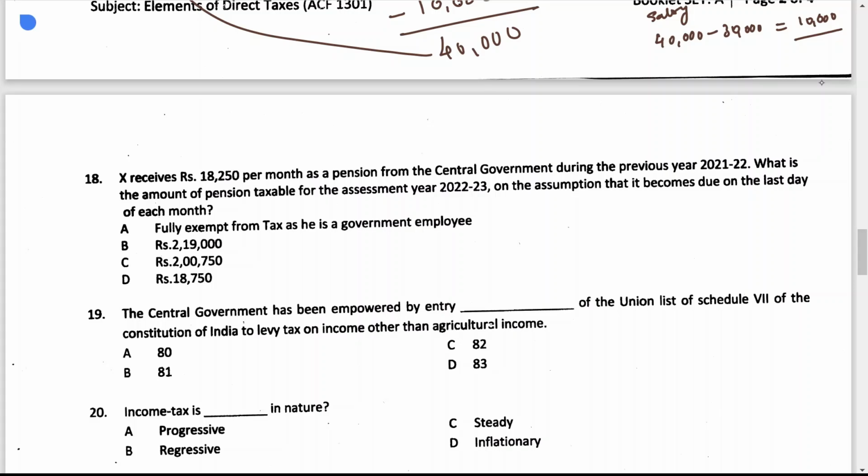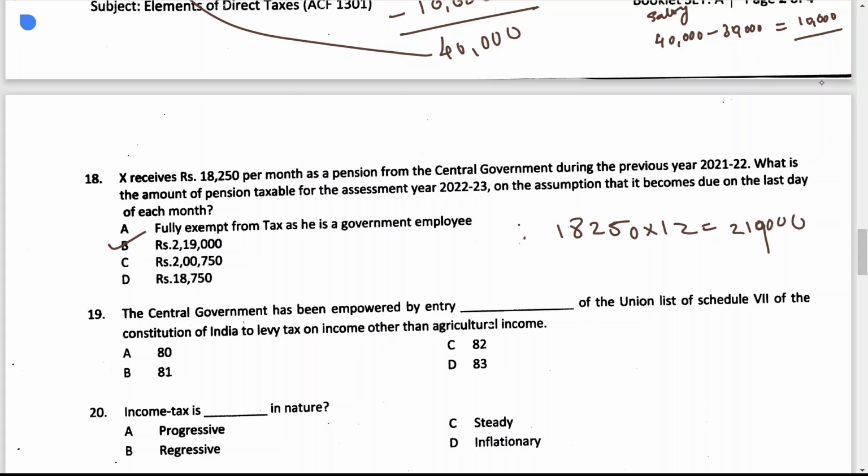An uncommuted pension is taxable for all the employees, whether he is a government employee or non-government employee, private employee, whatever. So that is why what you have to do here, you have to straightway multiply 18,250 by 12. So you will get 2 lakh 19,000 as your answer. So B will become your answer in case of question number 18.